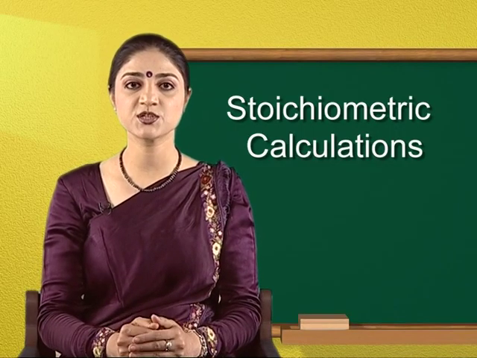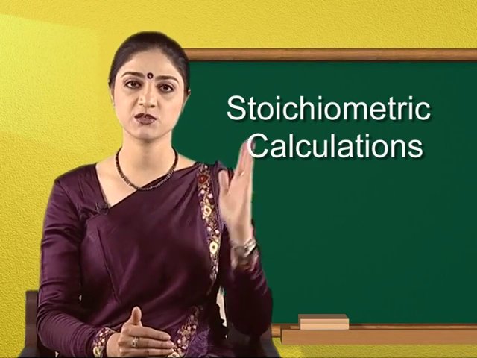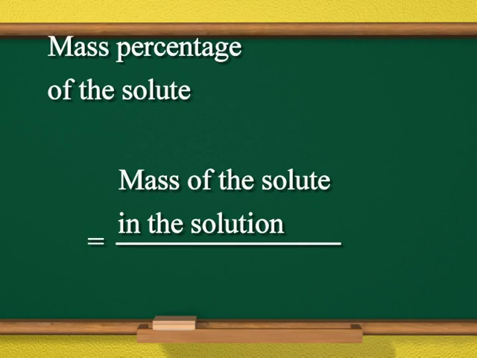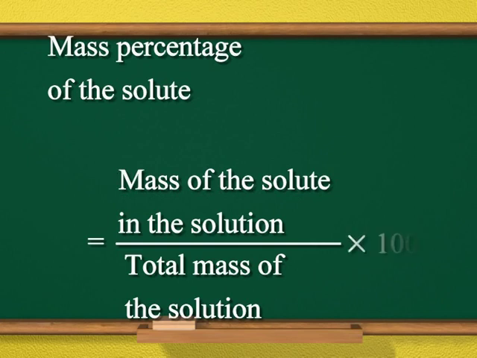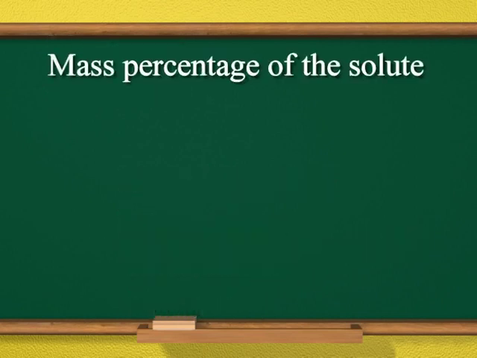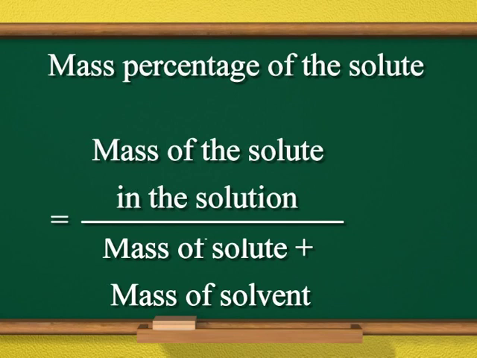Let us continue our discussion with the formula of mass percentage of the solute as shown on the screen. Mass percentage of the solute is equal to mass of the solute in the solution divided by total mass of the solution multiplied by 100. Or it can also be written as mass percentage of the solute is equal to mass of the solute in the solution divided by mass of the solute plus mass of the solvent multiplied by 100.